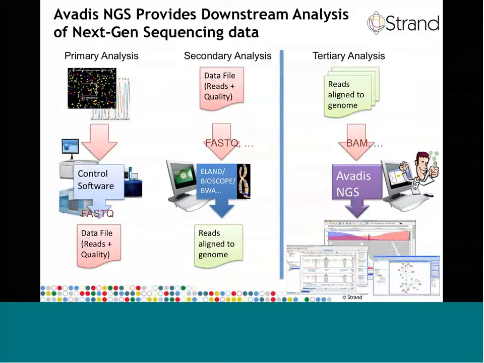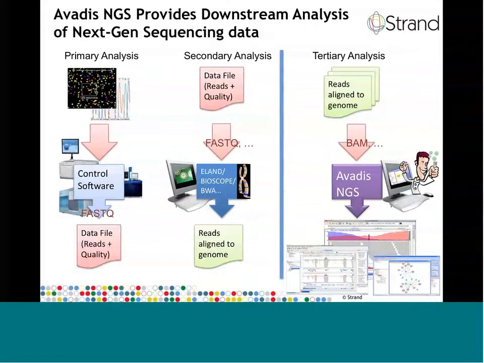Secondary analysis is the activity that takes the reads from the primary analysis and aligns these reads to the reference genome. Typically, this is performed by software systems that are provided by the vendors, such as ELAND for Illumina systems or Bioscope for Applied Biosystems. There are also a large number of alignment programs available in the public domain, such as BWA, SOAP, Bowtie, etc. But for most applications, we often hear ELAND is good enough or Bioscope is good enough. And in many cases, your core facility or sequence provider can perform the alignment step for you, so be sure to ask that.